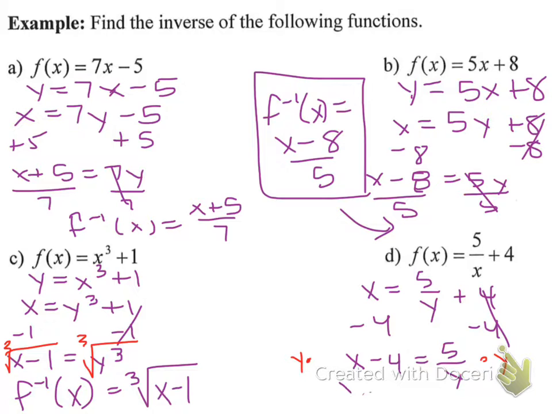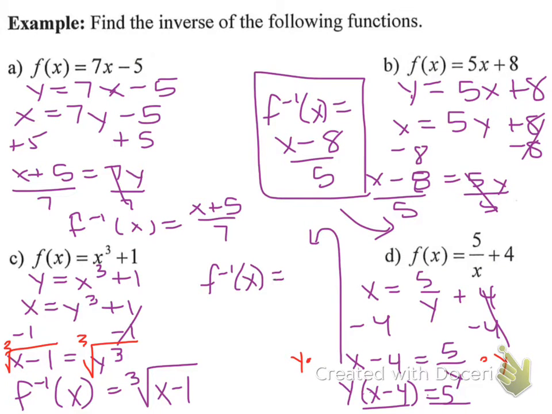So we're going to have y times the quantity of x minus 4 equals 5. And the reason we're going to keep it out, my objective is to solve for y. So if I distribute the y in, I have y in 2 spots. Let me come up here for the sake of room. Your next step would be to divide both sides by the x minus 4. So my inverse of f is going to be 5 over x minus 4. That would be the inverse of our f function.